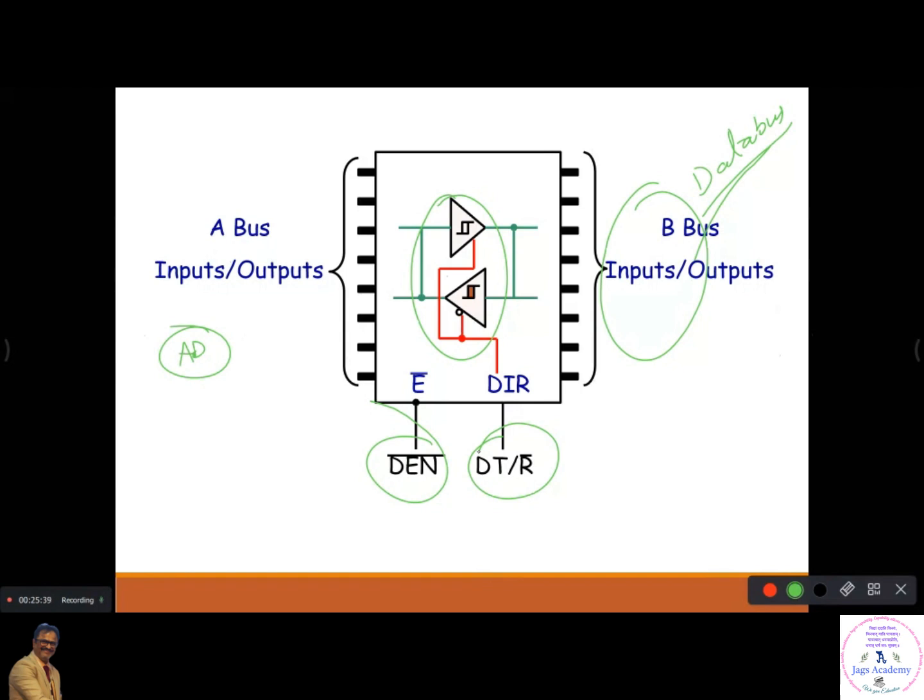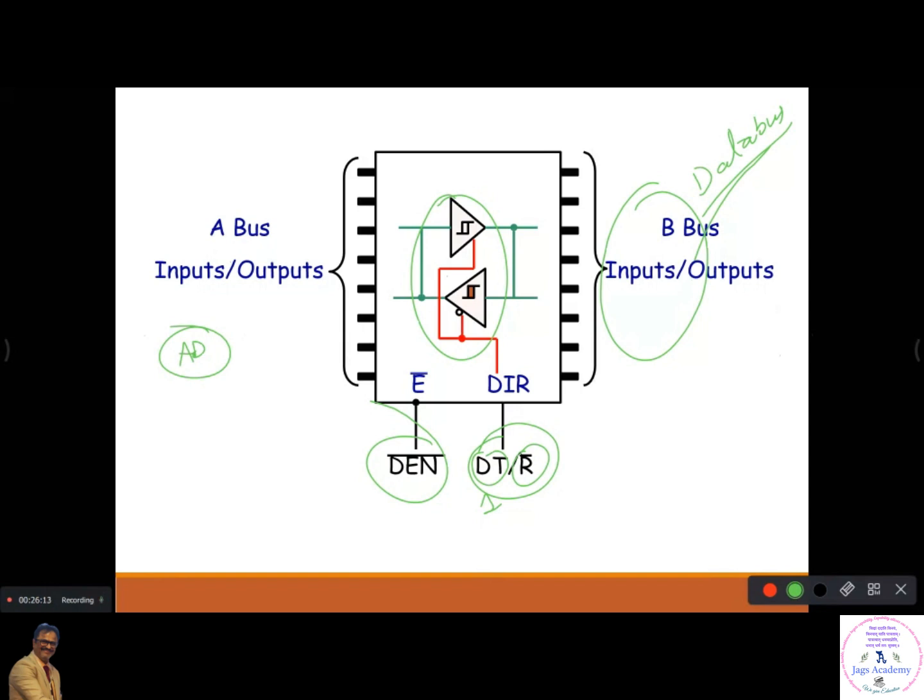Data transmit/data receive is a pin in the 8086 microprocessor. Whenever you have 1 on this pin, it means the microprocessor transmits data, from the microprocessor to IO or memory. Whenever this pin shows 0, it means it receives data. The microprocessor is ready to receive data from either memory or IO, right? So depending on that, these functions.